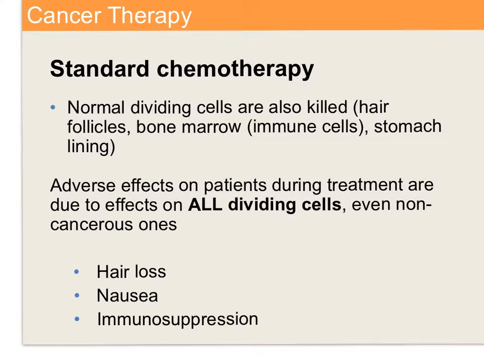So, standard chemotherapy, it kills all kinds of different cells. That's why people who oftentimes are put on standard chemotherapeutic agents, they have hair loss, they have constant nausea, they also have a suppressed immune system, and so they get secondary infections very easily from microbial pathogens.